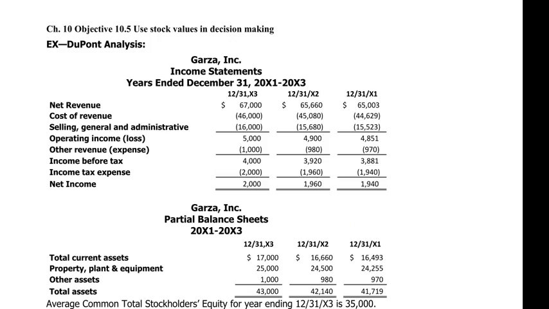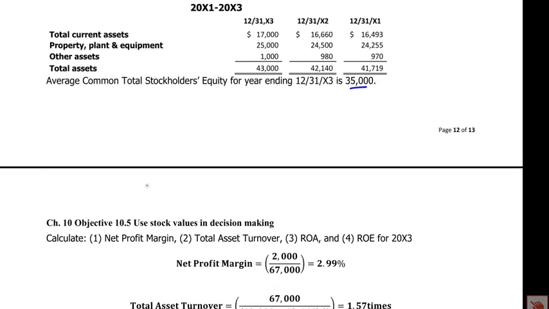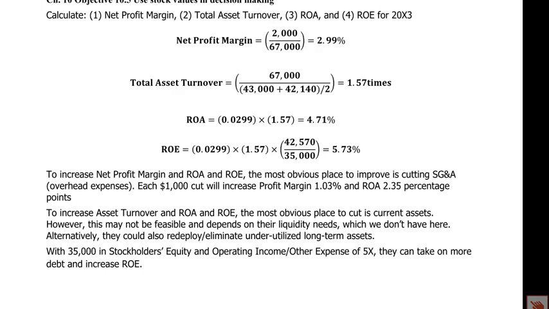All right, so we're continuing with ROE, and we have this Garza Incorporated example that we saw with ROA. The only piece of information we really need to add is that the average total stockholders' equity for the year ending 12/31/X3 is $35,000. This is all the same information from the ROA problem that we saw when we discussed property, plant, and equipment. So it asks again to calculate net profit margin, total asset turnover, ROA, and ROE.